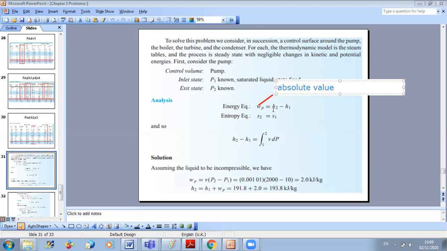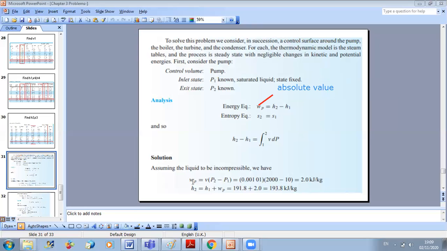Because we did H2 minus H1, we are taking the absolute value of W pump, which is then equal to integral VDP, not minus. Because if you are using the convention of W negative, then you put minus integral VDP. But if you want to find the absolute value, then you do integral VDP. So to find WP, we need to find V. This is V1 from the table that we got. So we replace V1 and we have P2 minus P1. We can find W pump.